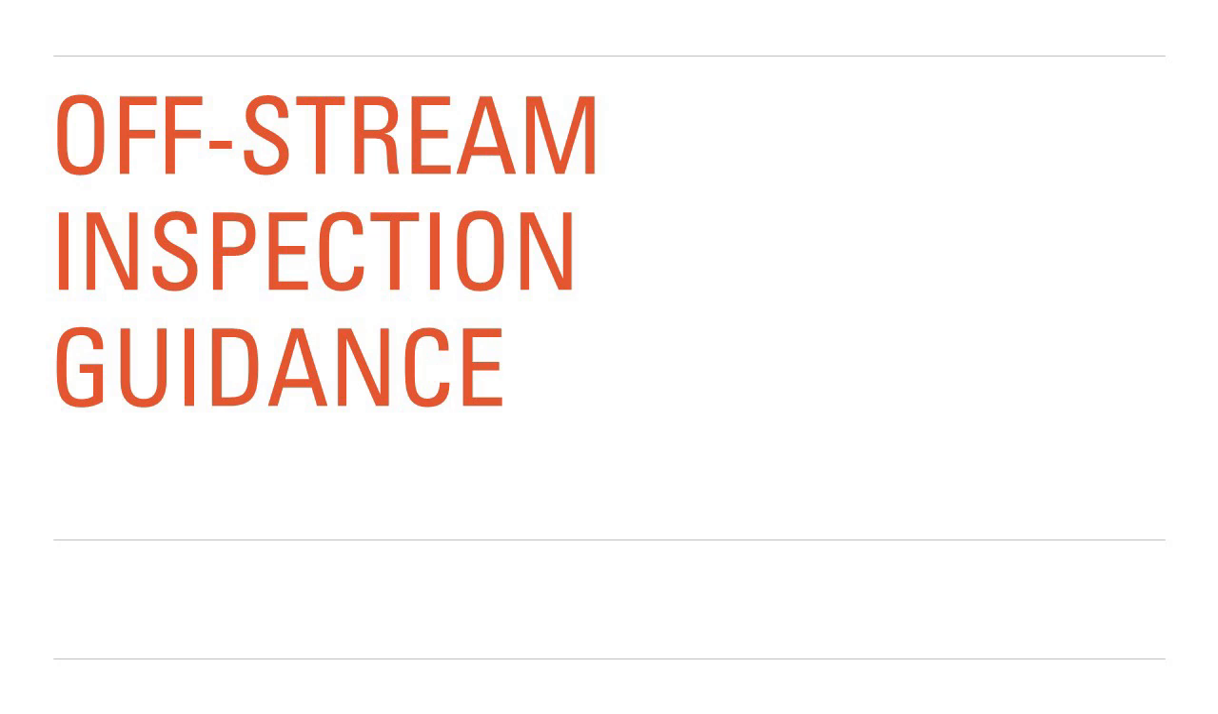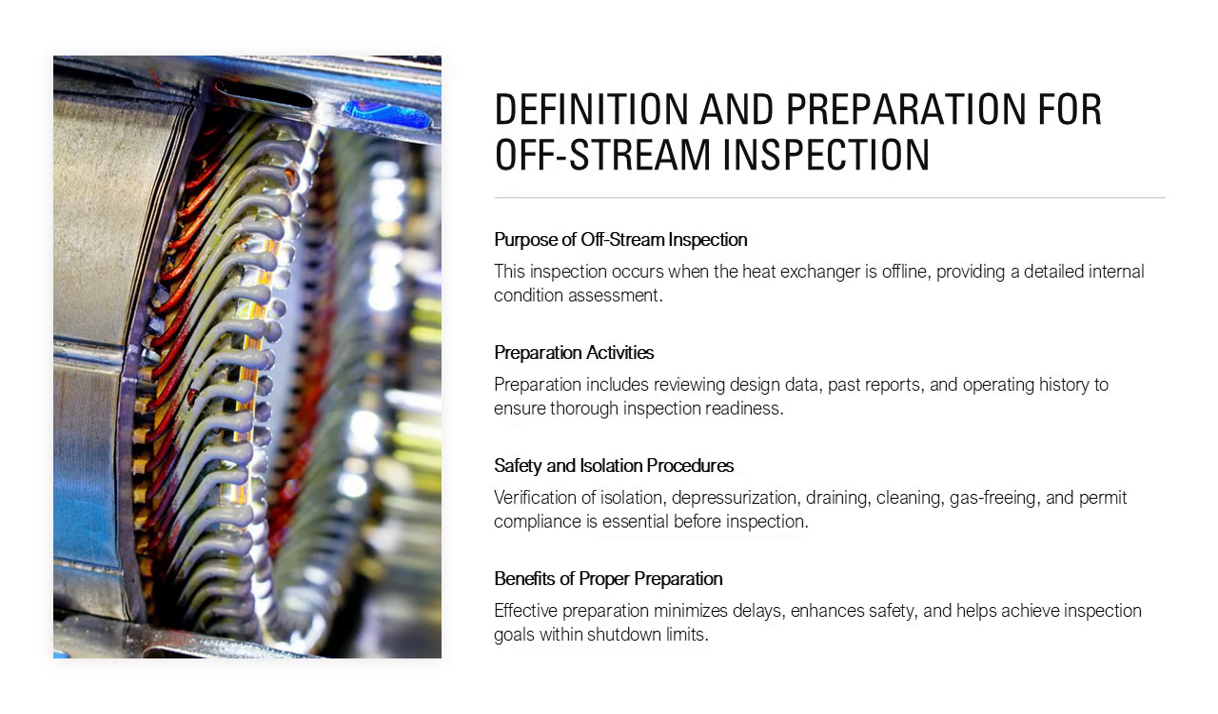Definition and preparation for off-stream inspection, internal visual and component inspection, tube inspection and NDE techniques. Off-stream inspection is performed when the heat exchanger is removed from service, isolated, and made safe for internal examination. This type of inspection provides the most comprehensive assessment of exchanger condition and is essential for confirming internal damage mechanisms.